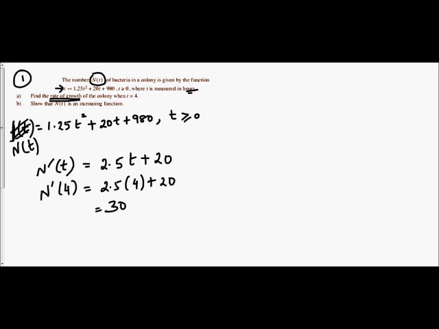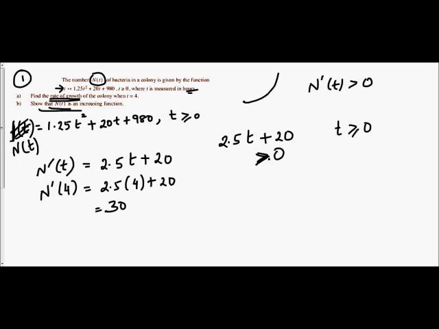Okay, now show that N of t is an increasing function. I told you for an increasing function, the slope is positive. We have to show that the slope is positive for any value of t. So the equation of N dash of t is 2.5 t plus 20, and t is positive. Therefore, this is always going to be greater than 0, which is always a positive quantity. Therefore, the derivative is positive.